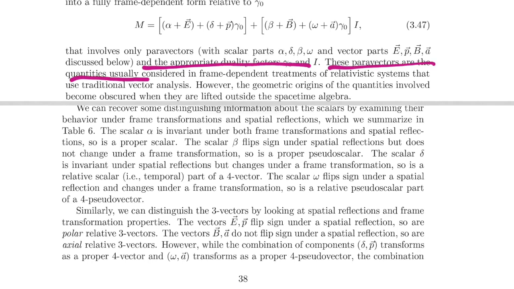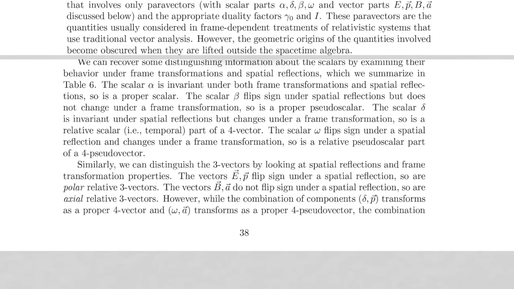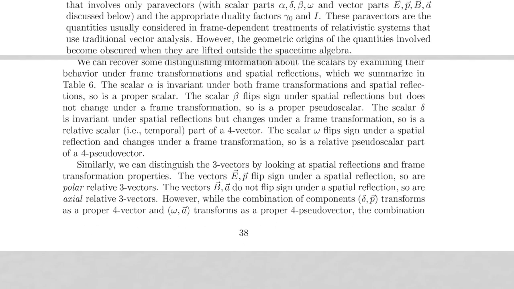These paravectors are the quantities usually considered in frame-dependent treatments of relativistic systems that use traditional vector analysis. And that's true. Traditionally, we choose a reference frame and we do all our work in a certain reference frame, because it's intuitive and it involves a little bit more elementary math, and you certainly don't need to learn space-time algebra to do it. I suppose arguably we should teach space-time algebra earlier in the curriculum, and then you would use space-time algebra to do it. But I can't imagine a world where that's the way it's done. But that might just be because I'm so entrenched in the world that I developed and trained through. So it's hard to know how younger students are going to think in the future, right?